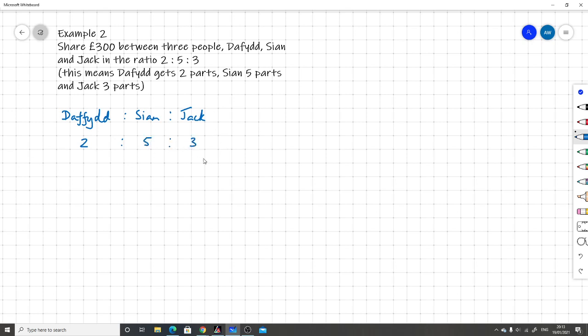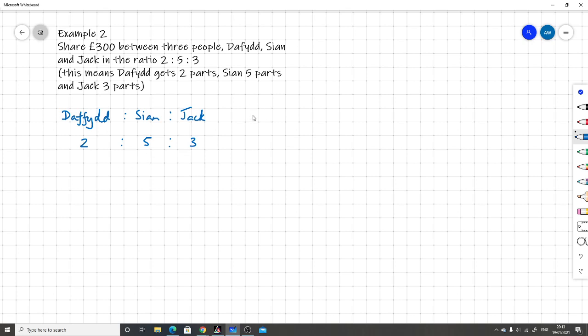So based on those number of parts that each of them are going to get of the £300, you can see Sean's going to get the most, then Jack, then David. And that's a good idea to think about that before you work it out. So when you look at your answers, you're looking for a number where Sean's got the most, Jack's in the middle, and David the least, before you start tackling the question. Just get a flavour for the answer.